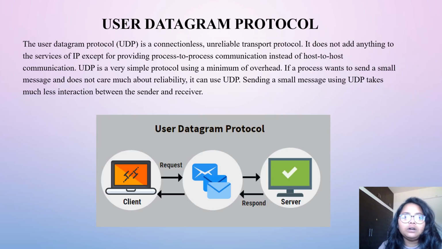Okay, User Datagram Protocol. Let us see what is meant by User Datagram Protocol. User Datagram Protocol, that is UDP, is a connectionless, unreliable transport protocol. It does not add anything to the services of IP except for providing process-to-process communication instead of host-to-host communication. It provides process-to-process communication instead of host-to-host communication.